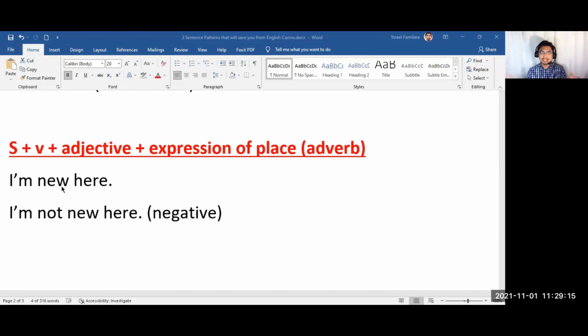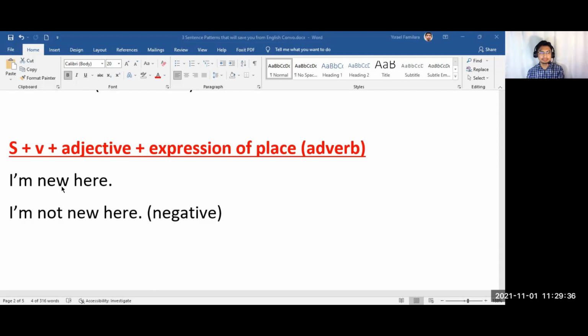Well, what's nice about this pattern is you can extend it. So when we say extend, pwede ka pa palang magdagdag pagkatapos ng adjective mo. And in this situation, we decided to put an expression of place. So yung ginamit nating expression of place is classified as an adverb. Here, we can see, I'm new here.